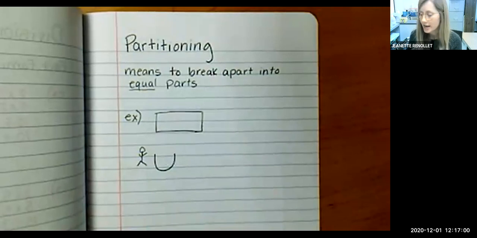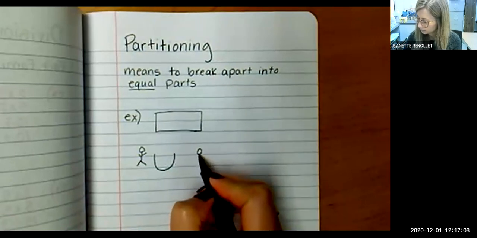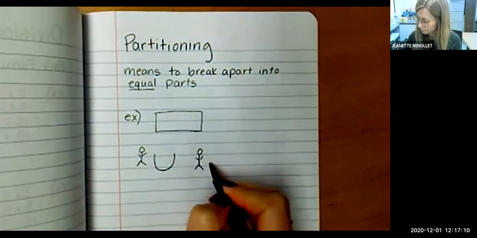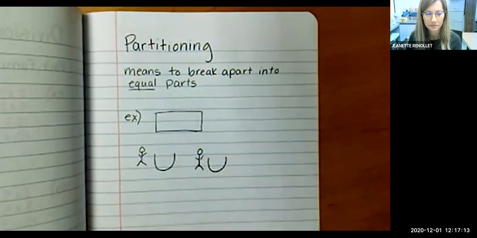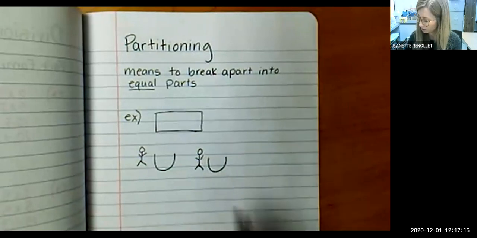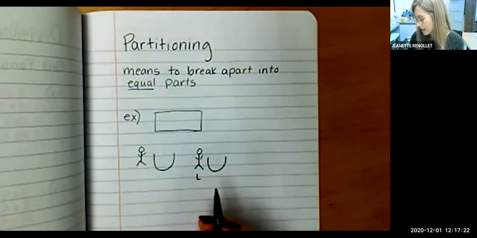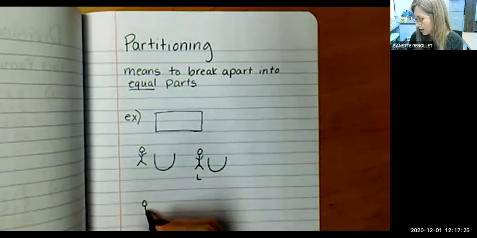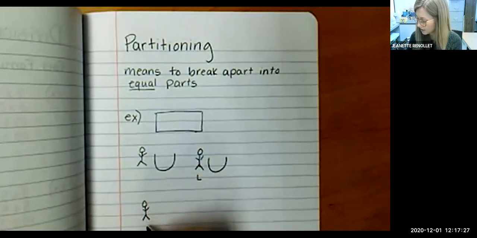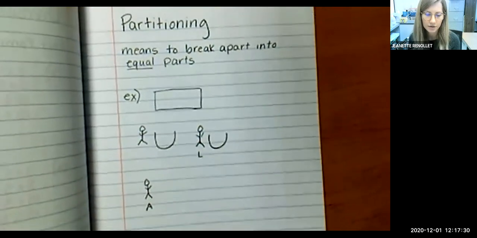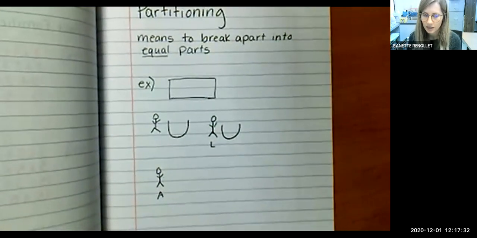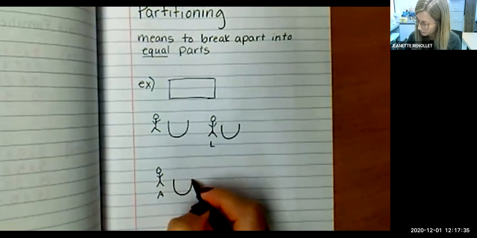So that's me. And let's pretend that I am with, this is Landon. We're going to put a bucket next to Landon. I'm going to put an L for Landon. And let's say it's me and Landon, and then we'll say that this is Angela. We'll put an A for Angela. And don't forget to put a bucket next to Angela.